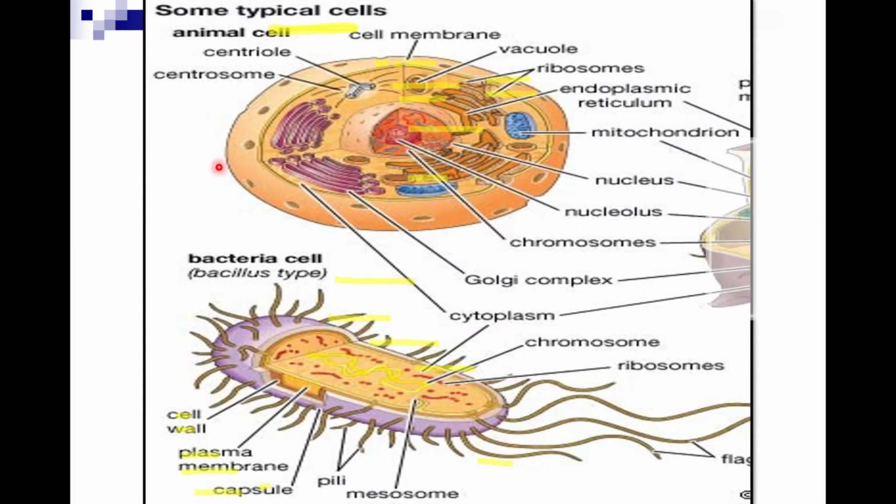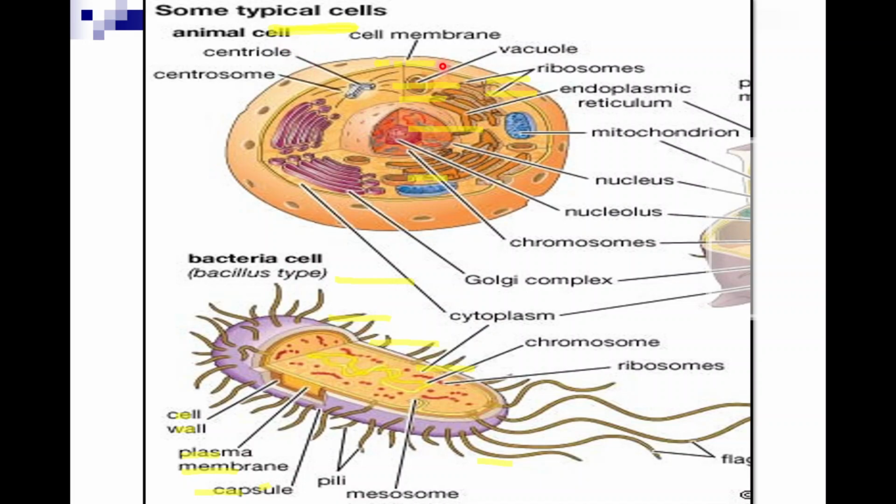Now, see here the difference between some typical cells, the animal cell and the bacterial cell. This is the eukaryotic cell, and the bacterial cell is the prokaryotic cell. See the difference here, given in two diagrams simultaneously. So the first one is the eukaryotic cell.